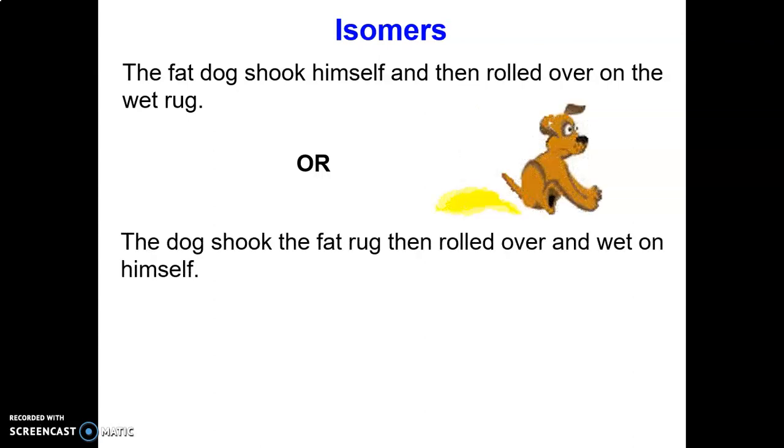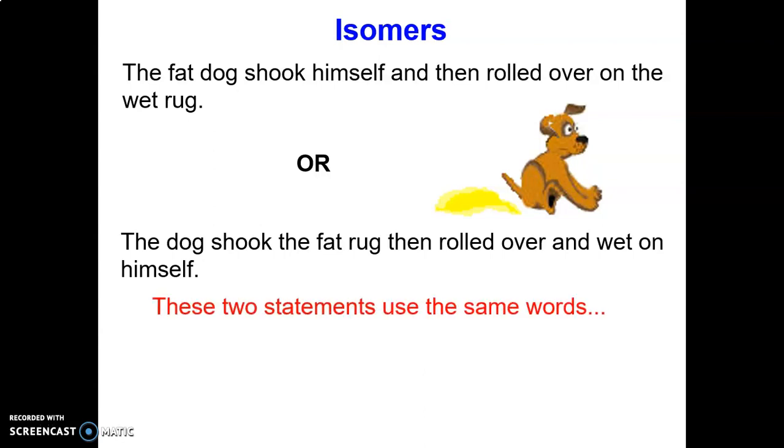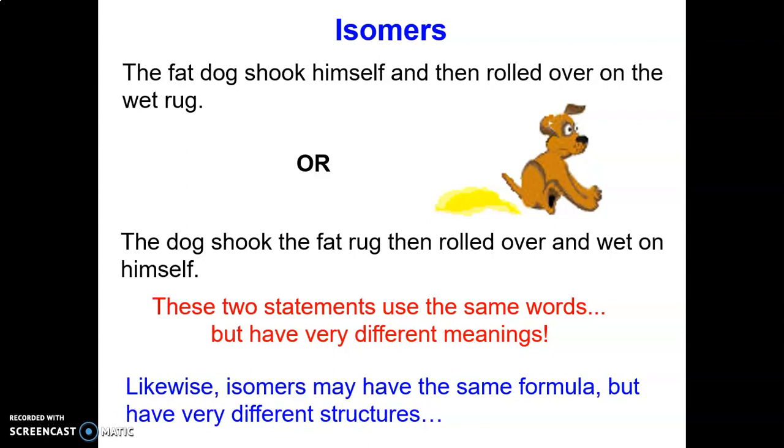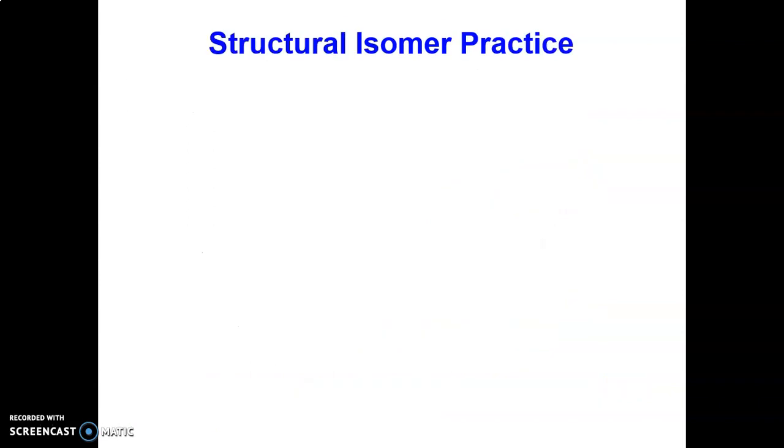The dog shook the fat rug, then rolled over and wet on himself. Obviously it uses all the same words but has a very different meaning. And so it is the same with isomers. So isomers are basically the same chemical formula, as in the same number of carbons, hydrogens, etc., but they're in different arrangements. And as a result, you get different unique chemicals, sometimes with varying properties.